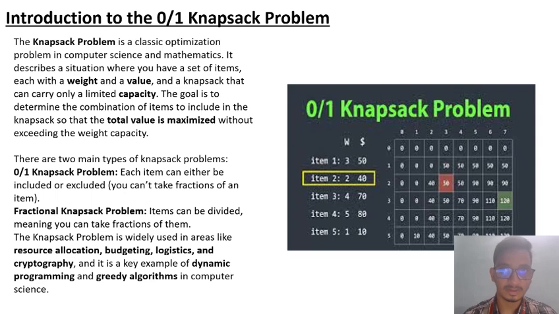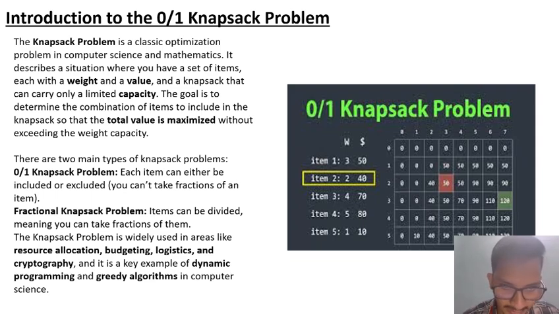Introduction to the 0/1 knapsack problem. The knapsack problem is a classic optimization problem in computer science and mathematics. It describes a situation where you have a set of items, each with a weight and a value, and a knapsack that has only a limited capacity. The goal is to determine the combination of items to include in the knapsack so that the total value is maximized without exceeding the weight capacity.